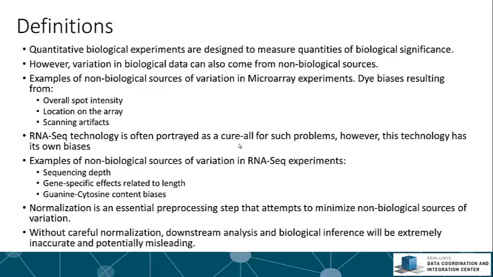Now, the aim of normalization is to remove as many of the non-biological sources of variation as possible, and this allows a comparison between biological samples. This is an extremely important step in the pipeline of the analysis of biological data, and all subsequent biological inference is dependent critically upon this step. If it is not done properly, you can get some very inaccurate or potentially misleading conclusions from the inference.